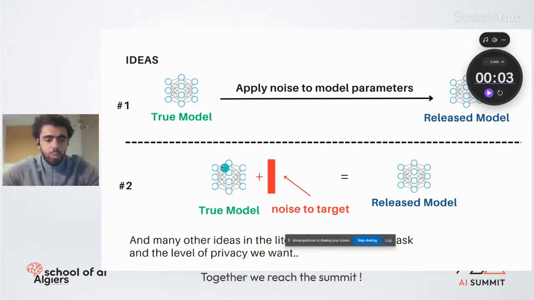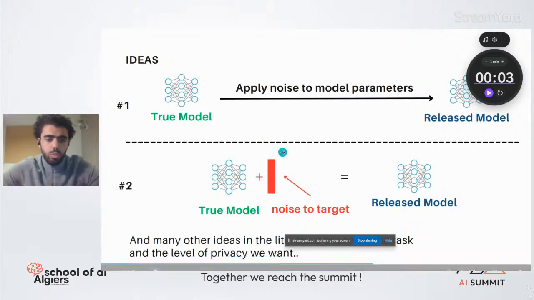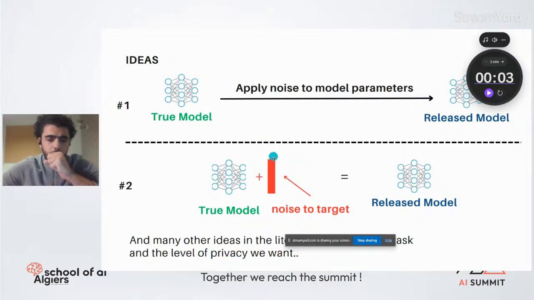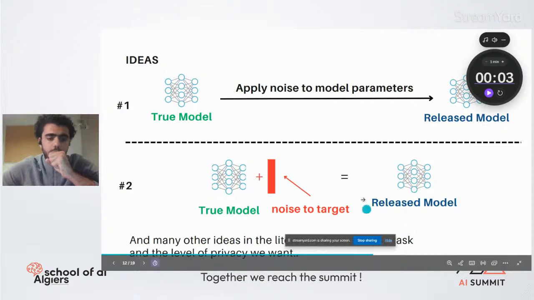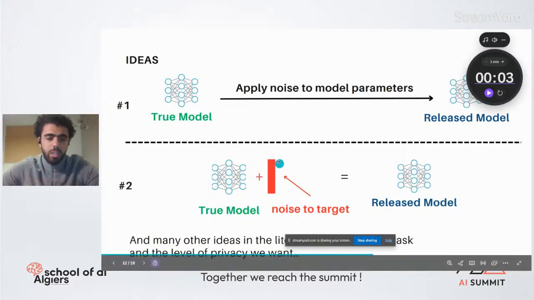Another idea is, while training the true model, we add noise to the target. So this is a different idea. We can add noise to the target or to the objective, and we call this objective noise.